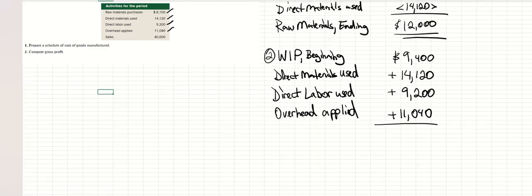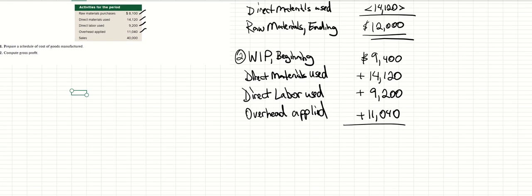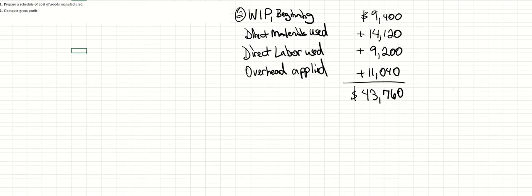Okay, so the total amount as of right now, if we total the direct materials and labor used plus the overhead applied with the beginning work in process account, gives us $43,760. Right?